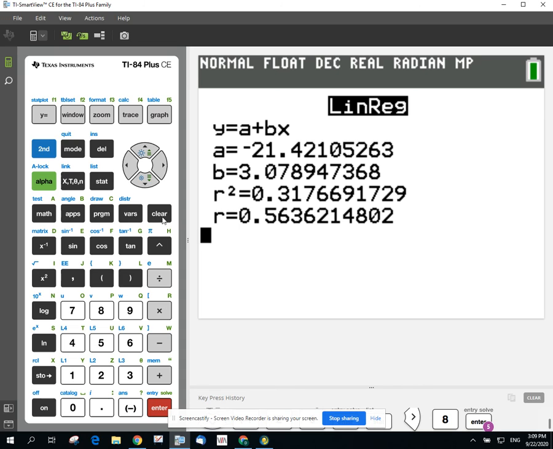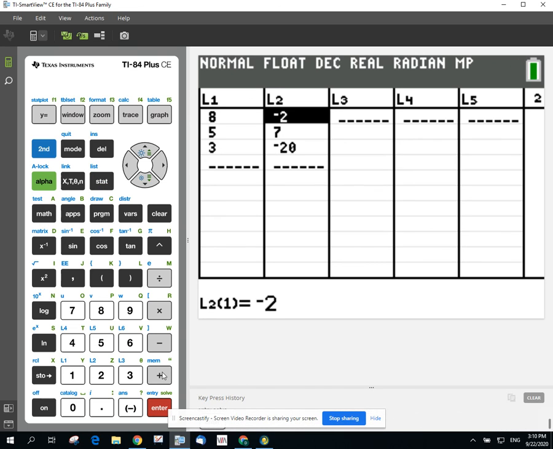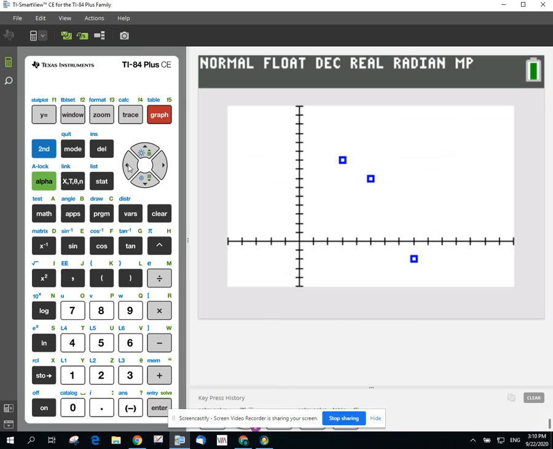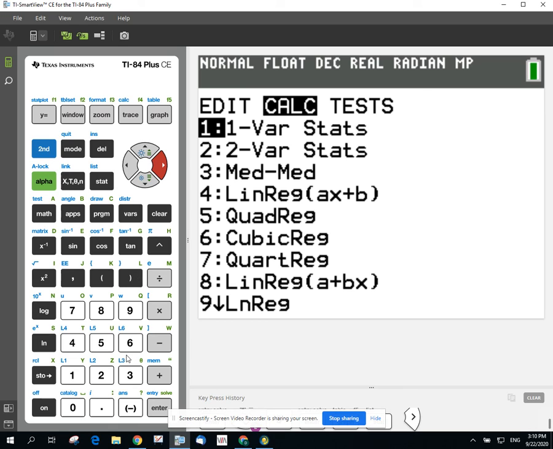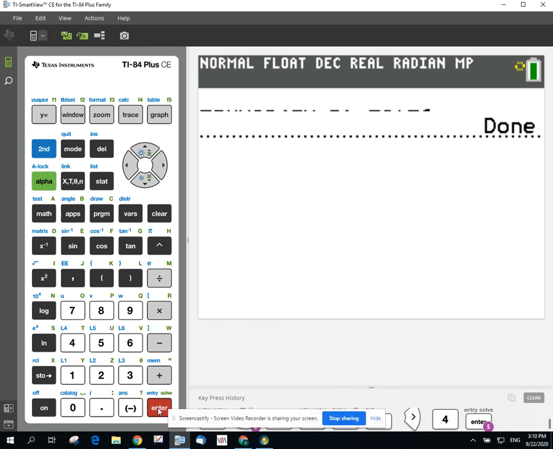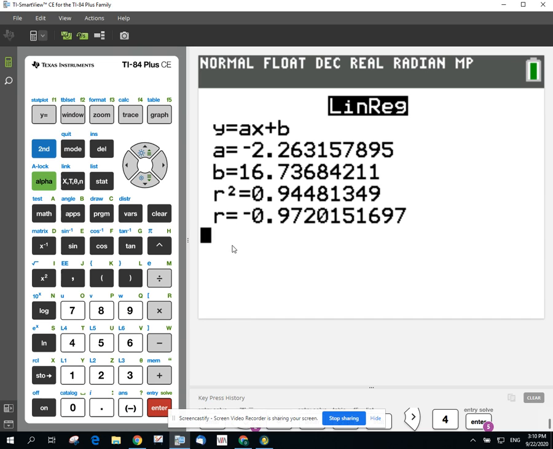Wait a minute. Why is that A plus BX? That was weird. I've never seen that before. Let me just pick a different number. Yeah, stat, calc. Oh, I think I ran this one instead of the other one. I've never seen that before in my life. Okay, back to normal.